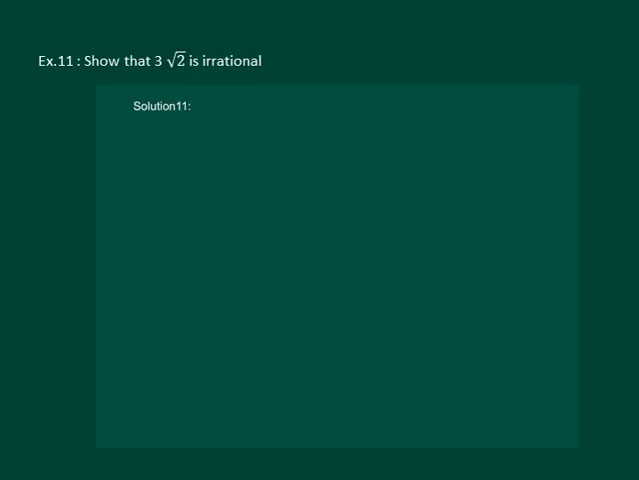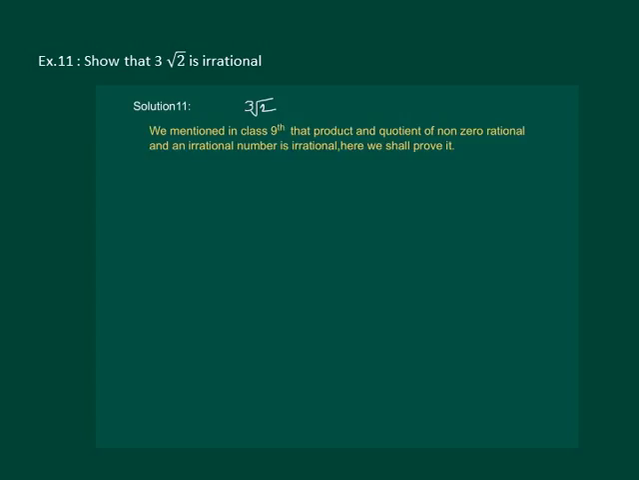Let us read the question. Show that 3 root 2 is irrational. Note that we mentioned in class 9th that the product and quotient of a non-zero rational and an irrational number is irrational. Here we shall prove it.